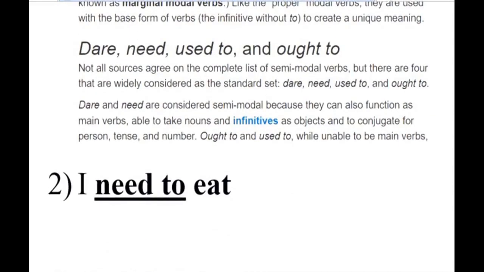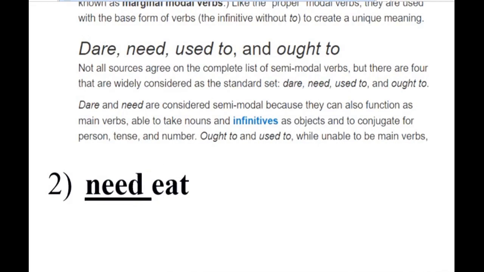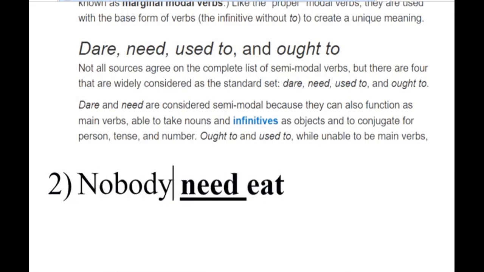So, if it was a modal verb, in that situation we would need to get rid of this particle, to. So we would have something like I need eat. But here is another problem, which comes down to the fact that it's not okay to use the modal need in affirmative sentences. So we could change this sentence. Nobody need eat. Okay, now this is the right sentence. If it was like that, it would be fine.